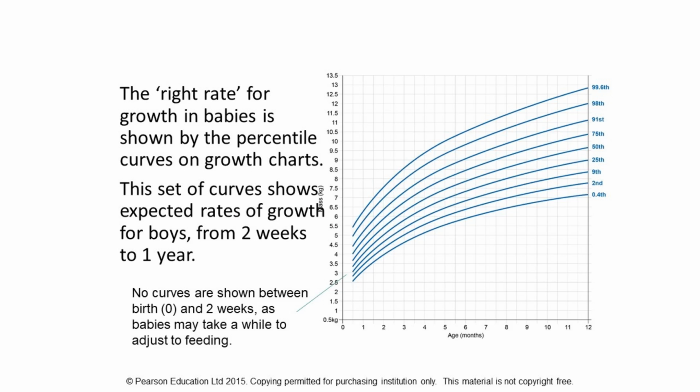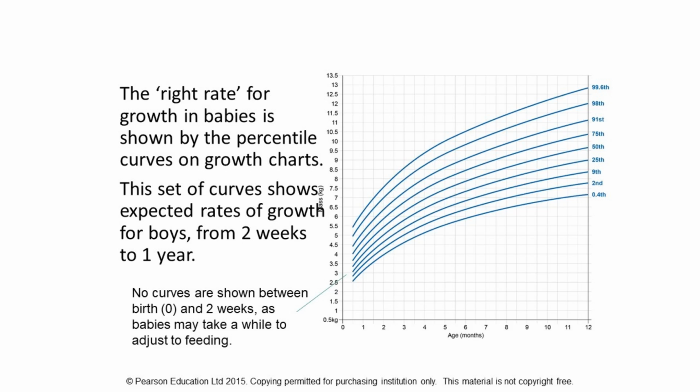So if we measure the mass of a newborn baby every month, we can plot its mass on a graph which we call a growth chart. And you can see an example of a growth chart on the screen now. You'll notice that on this chart there are lots of different lines, and this looks a little bit confusing. Each of those different lines is called a percentile curve.